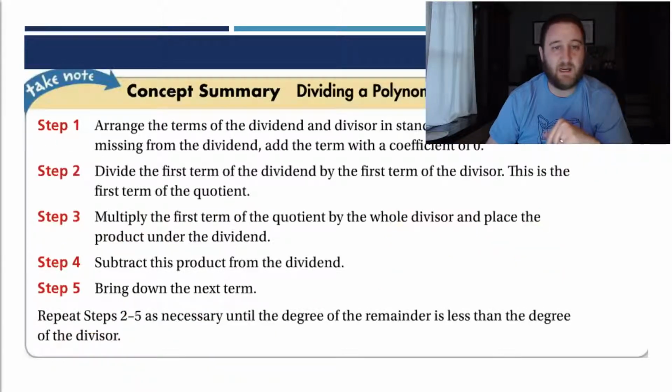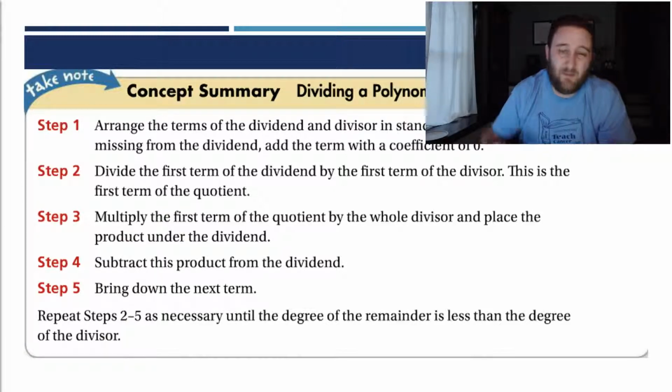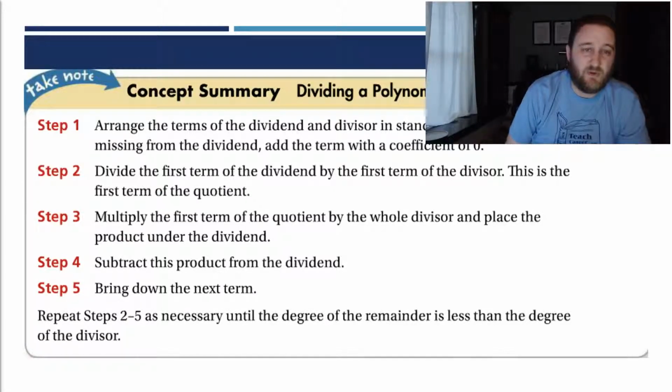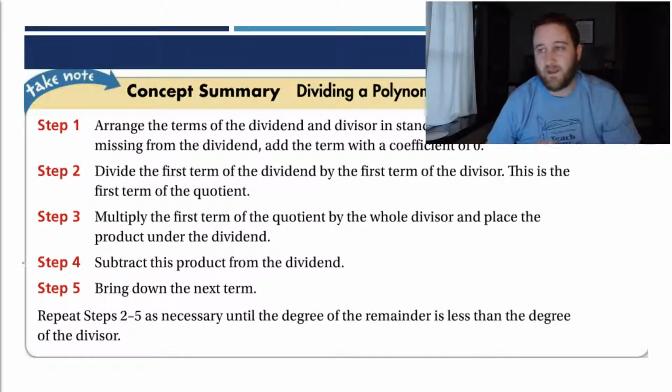There's one more slide here. I would suggest it might be helpful to write this in your notebook so you remember all the steps to dividing a polynomial by a polynomial. Step 1 is to arrange the terms of the dividend and divisor in standard form. If a term's missing from the dividend, make sure you add it with a coefficient of 0. You don't want to leave it out.